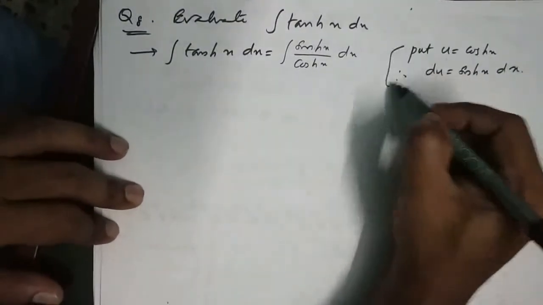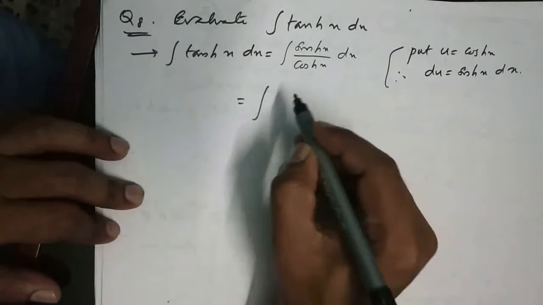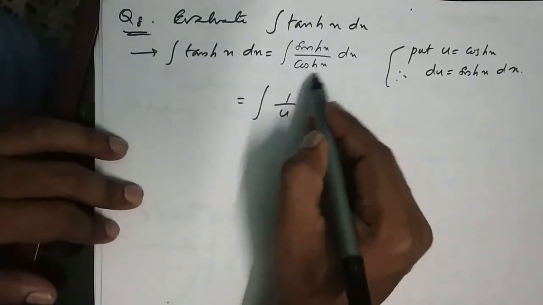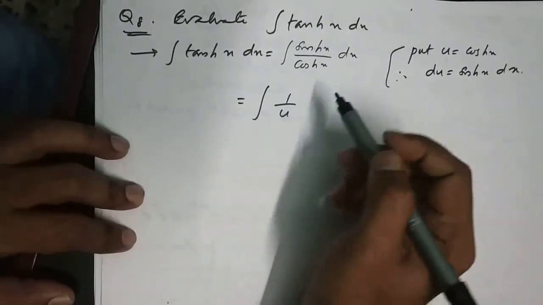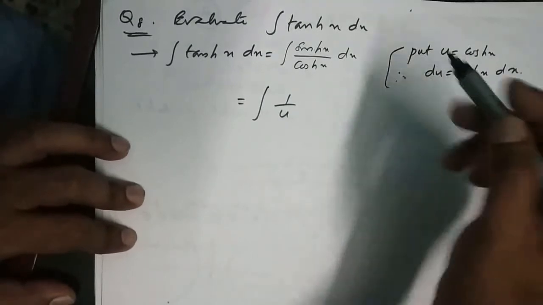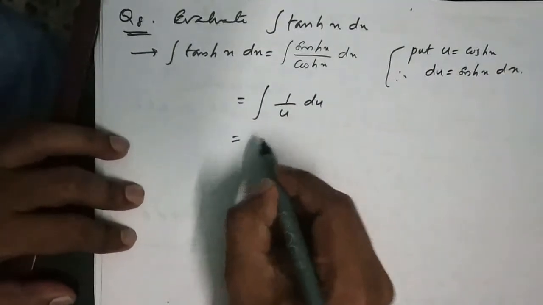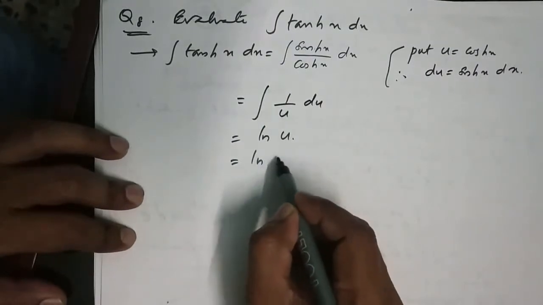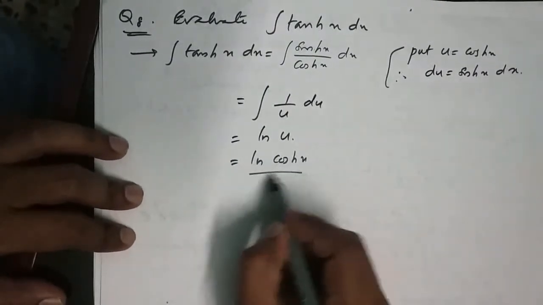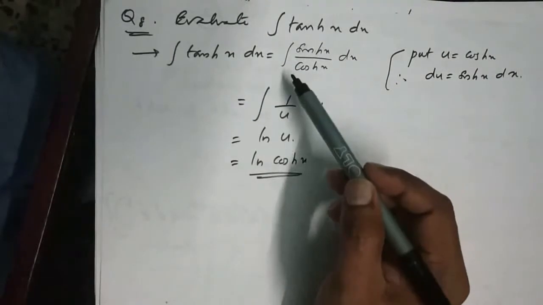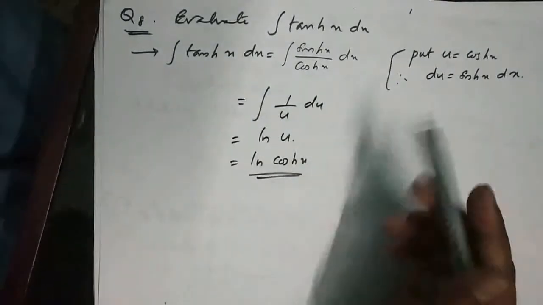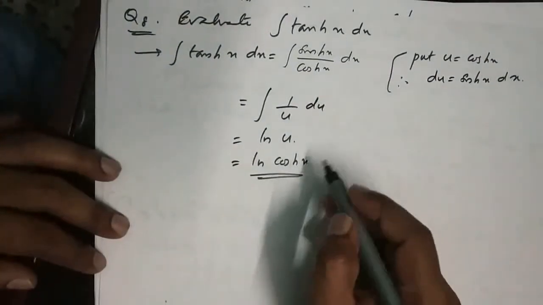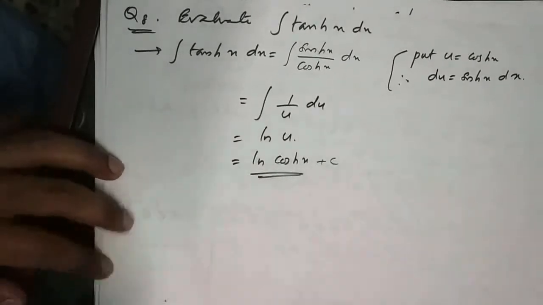Right. So this integral can be written as 1 by u, since cosh x is u, and sinh x dx can be written as du. So this is nothing but ln u. So replacing u, ln of cosh x, plus constant of integration. Okay.